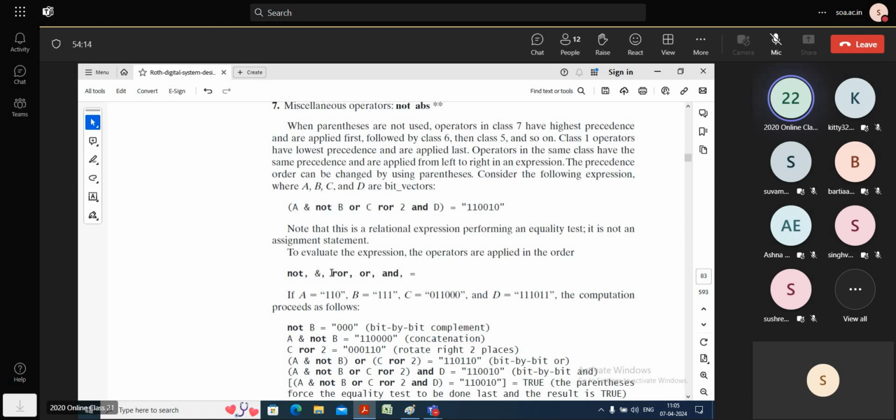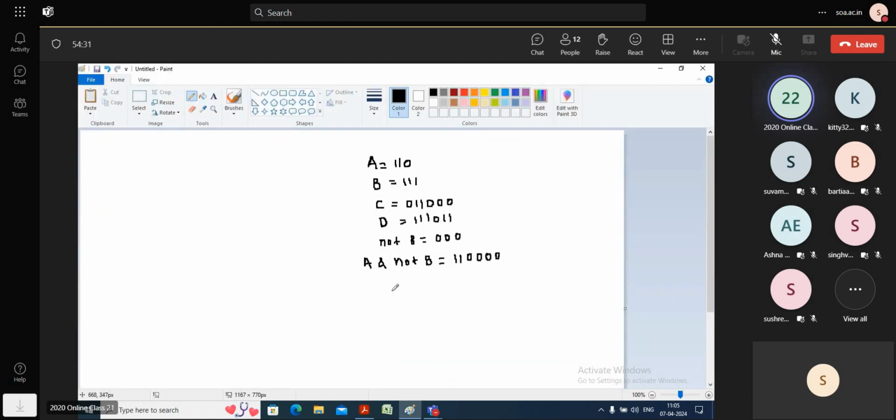Okay. Then next you have seen that ROR will be performed. So C ROR 2. Let's see what is the value of C. ROR stands for rotate right, and 2 stands for 2 places. So rotate right 2 places. Whatever is present on the right will be rotated.